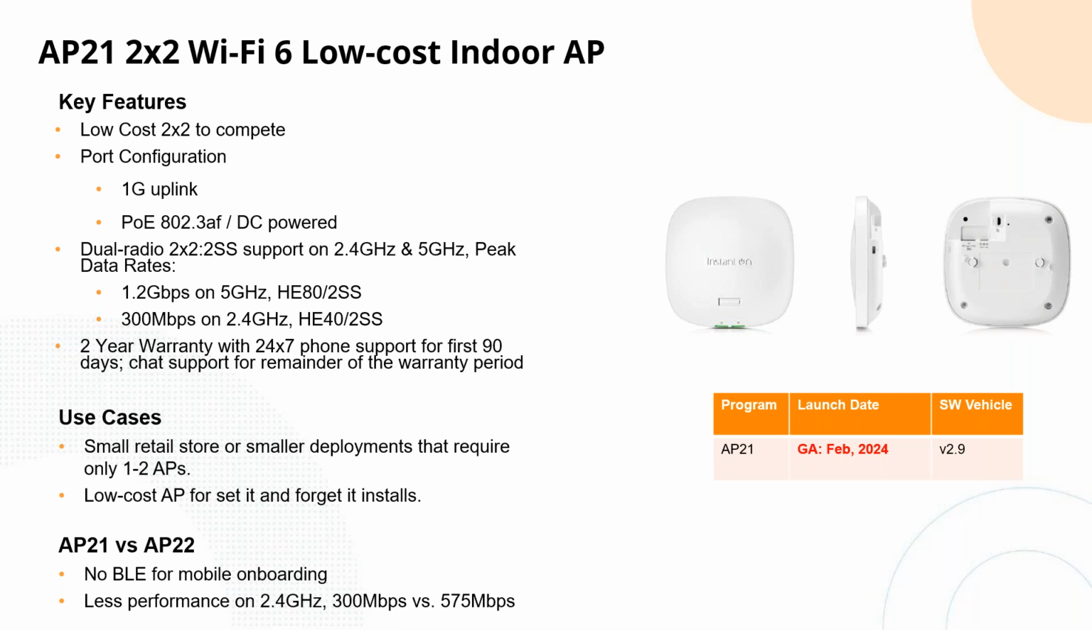Now, a couple of unique things with this product: there is no BLE, no Bluetooth for onboarding. If you think about it, there was Bluetooth in the other products where we could automatically discover the access points using the mobile app with our phone and bring them on the network. That's not available in the AP21. So you'd have to type in the serial number, or barcode scan the device with it. And then the AP22 also has more throughput than the AP21 on the 2.4 gigahertz radio.